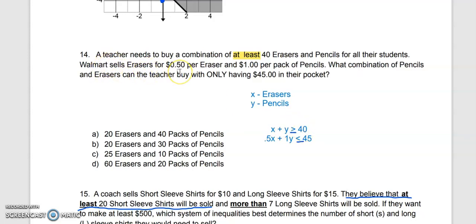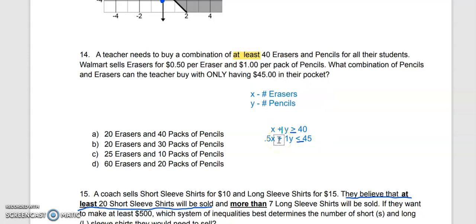Walmart sells erasers for 50 cents per eraser, so I got 0.5x, and $1 per pack of pencils, so I got 1y. What combination of pencils and erasers can the teacher buy with only having $45? Okay, so what she buys needs to be less than or equal to $45. And I define my variables: x is the number of erasers she can buy and y is the number of packs of pencils.